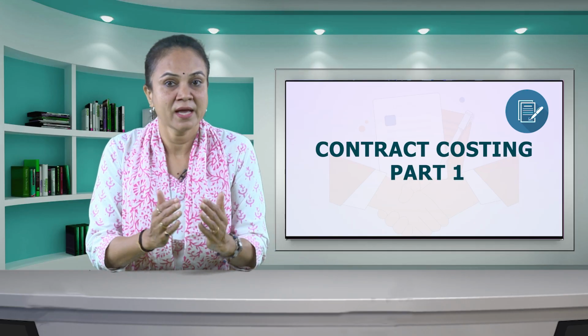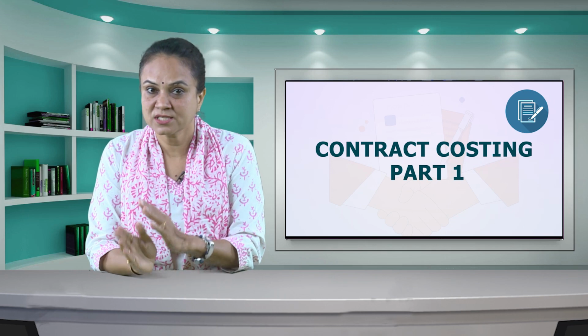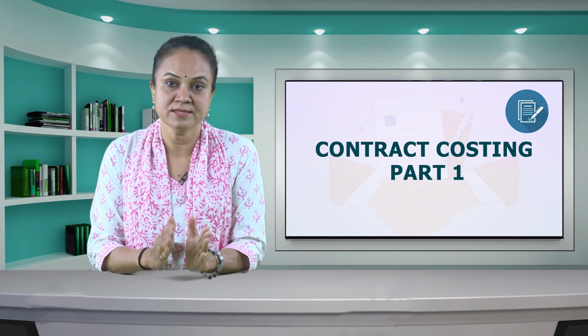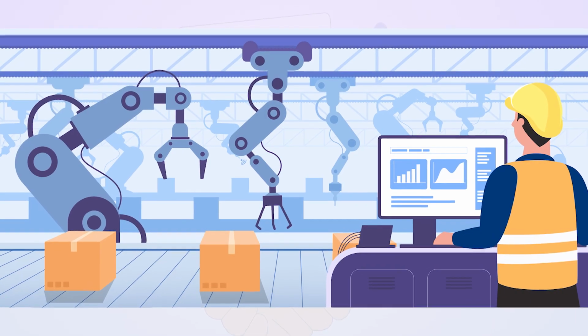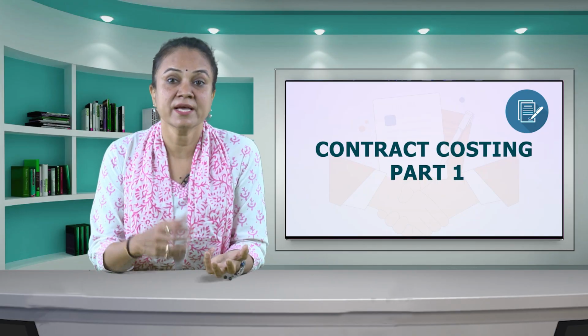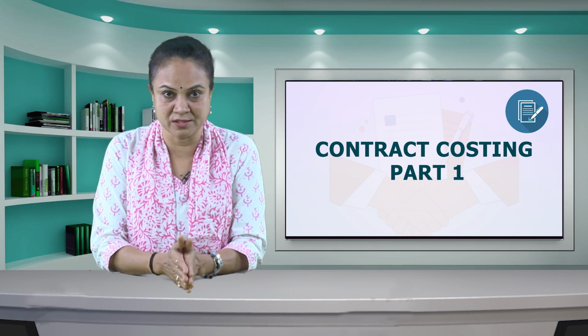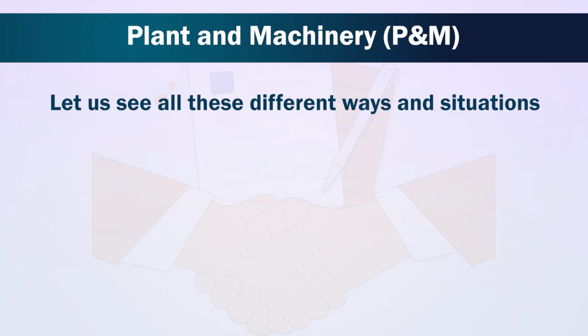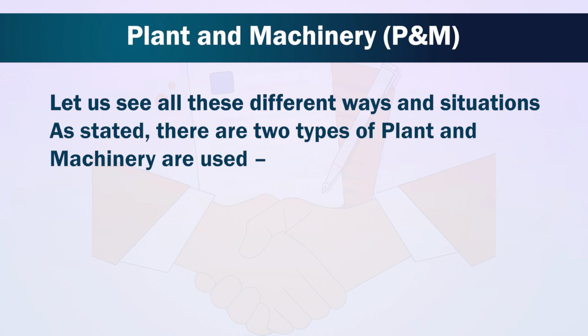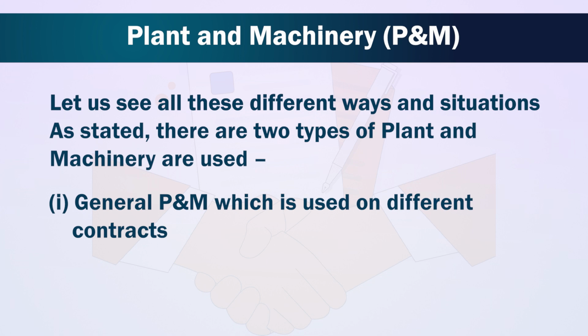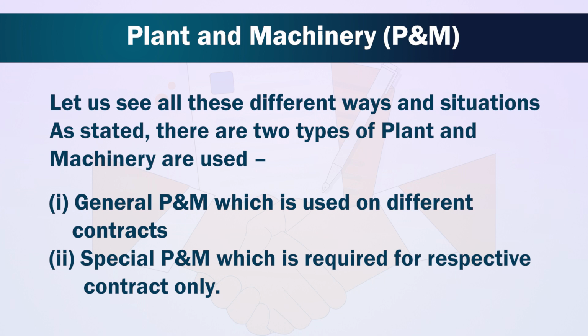The supply of plant and machinery is of two types: supply of general plant and machinery and supply of special plant and machinery. There are diverse ways and situations for recording the accounting treatment pertaining to plant and machinery. Let's see all these different ways and situations. As stated, there are two types of plant and machinery which are used. Number one, general plant and machinery which is used on different contracts, and second, special plant and machinery which is required for the respective contract only.